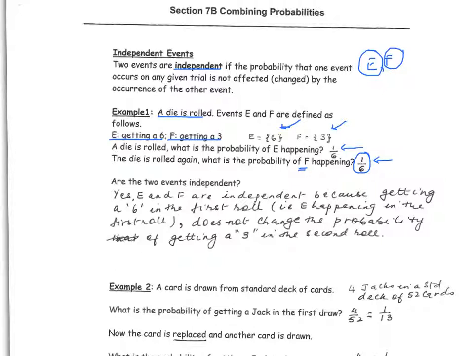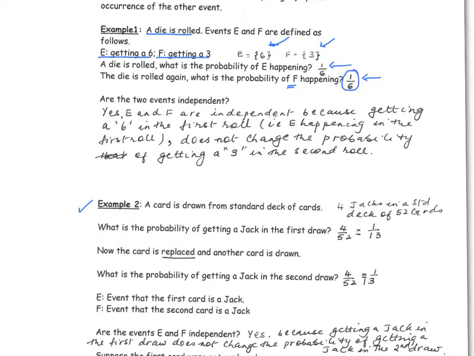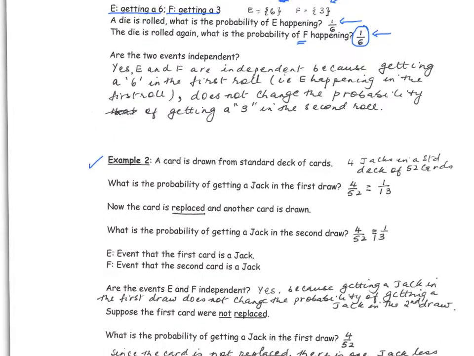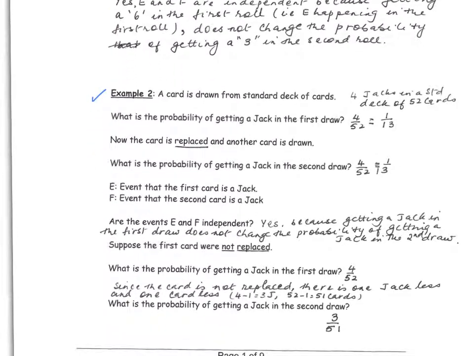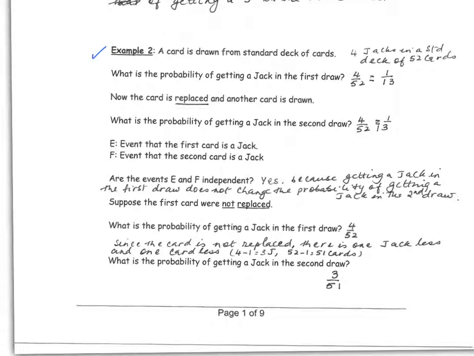Now let's look at a second example. Here we're looking at another standard example of selecting a card from a standard deck. If a card is selected from a standard deck, what is the probability of getting a jack in the first draw? A standard deck contains 52 cards, out of which 4 are jacks. So the probability of getting a jack in the first draw is 4 out of 52, which is equal to 1 out of 13.